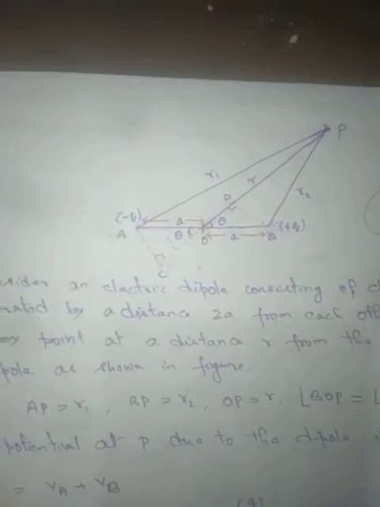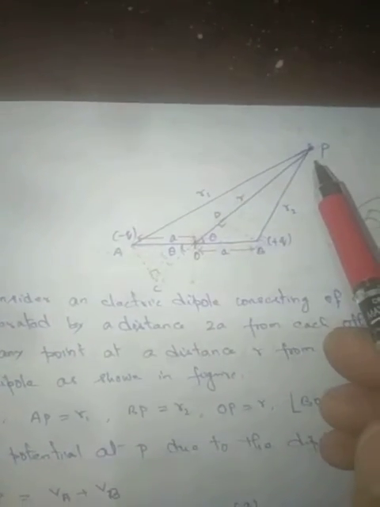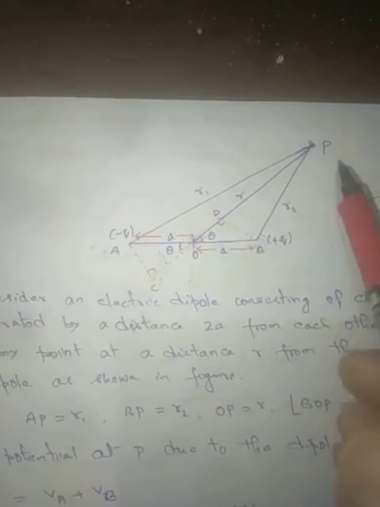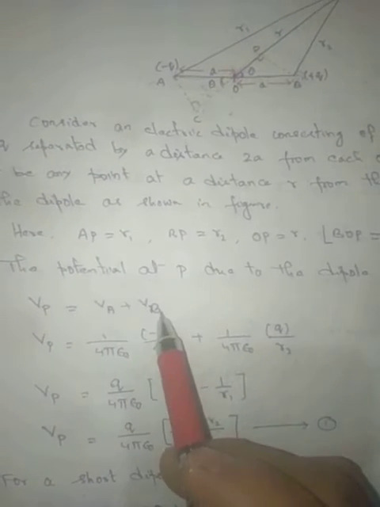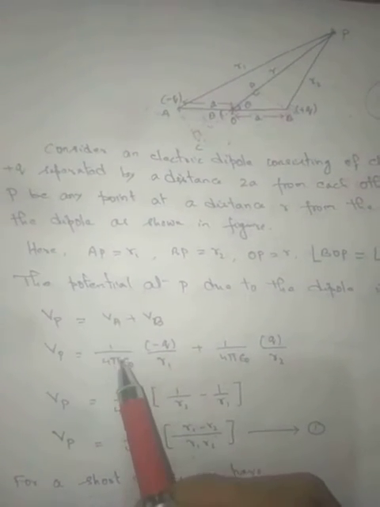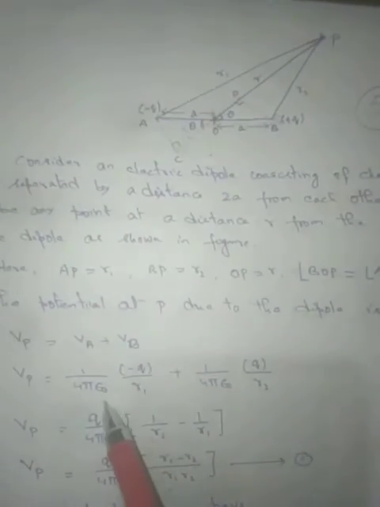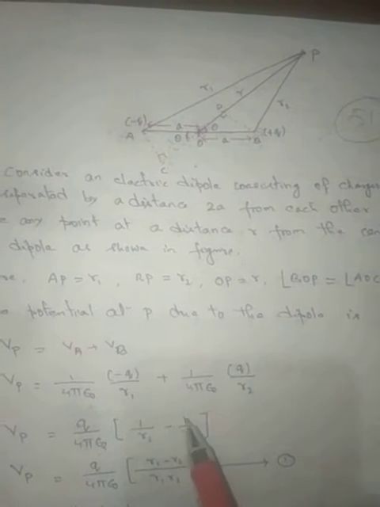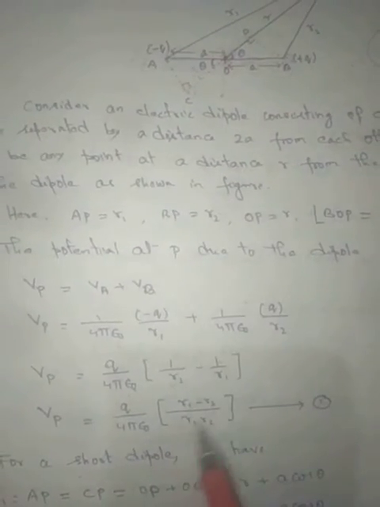So now, what is the electric potential at point P? Just like before, the electric potential at point P equals the algebraic sum of the potentials at P due to minus q and plus q. That means Vp is equal to Va plus Vb. The distance between this point and P is r1, and similarly here it is r2. Now taking common q upon 4 pi epsilon naught, I write this first, and the minus I keep like this. Next I simplify by finding the LCM.